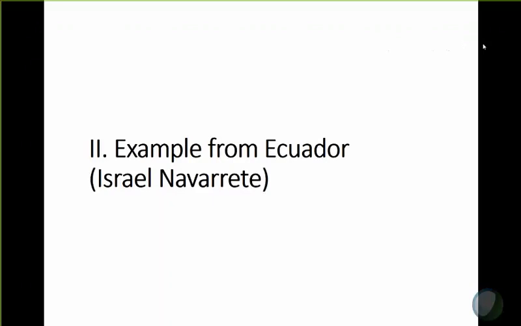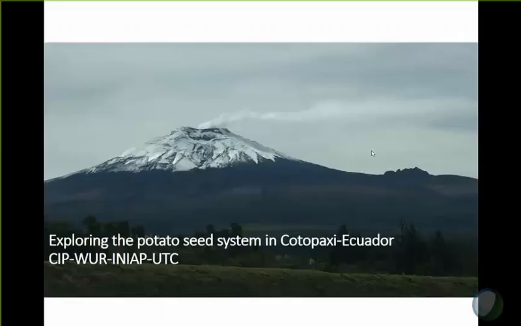Yeah, perfect. Okay, well, I have been using the framework to try to make a diagnostic of the seed system in Ecuador. The province where I'm working is called Cotopaxi, and you can see the symbol of the province, which is the Cotopaxi volcano in Ecuador. And this is the first step towards my PhD, so we can continue.